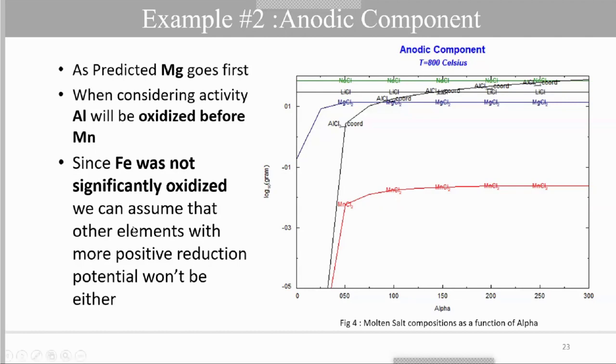What we can observe too is that we don't see on our graph that iron was oxidized, which means that everything that is over iron should not be significantly oxidized either. And for everything that is in between iron and aluminum, for instance, we would need to do some more literature review to see if it does or doesn't oxidize in this instance.